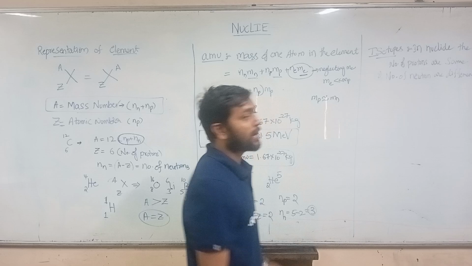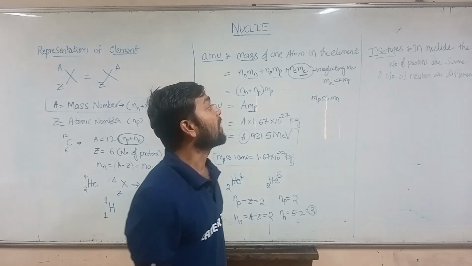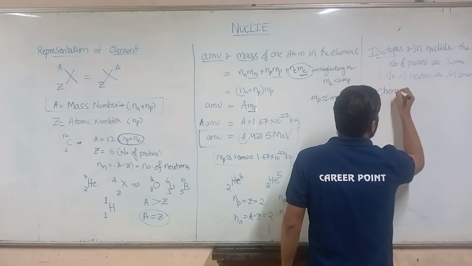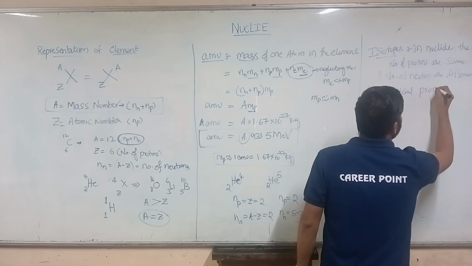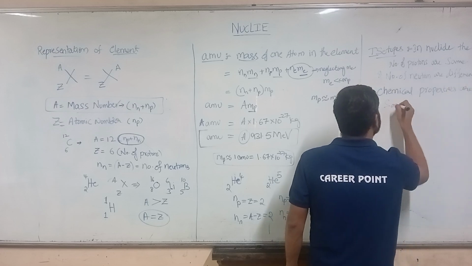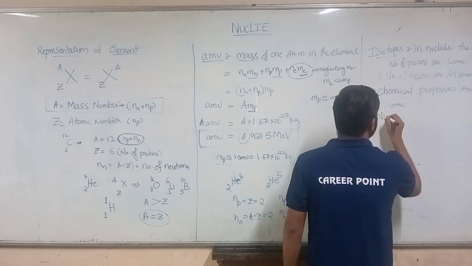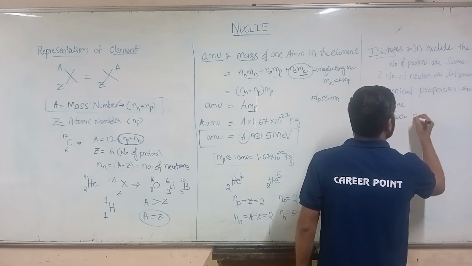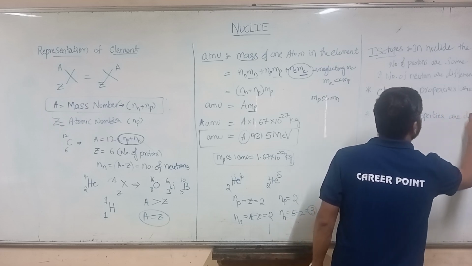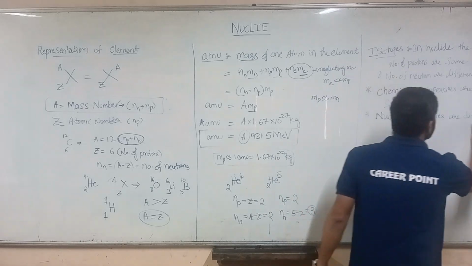So the chemical properties are similar, but the nuclear properties are going to be changed for the isotopes. Okay? So the chemical properties are the same for isotopes, and the nuclear properties are different.